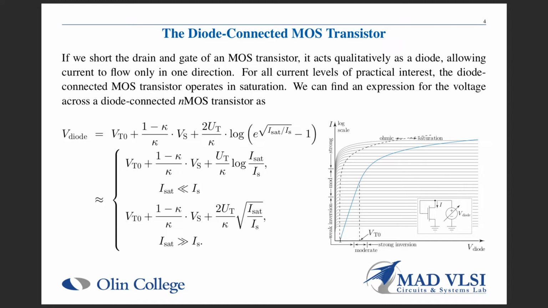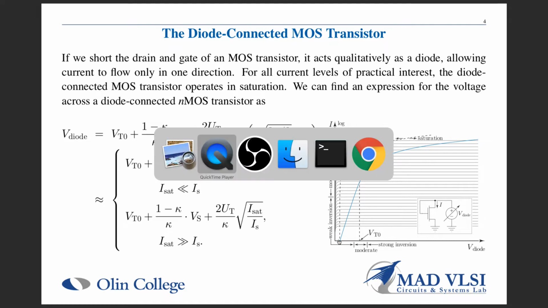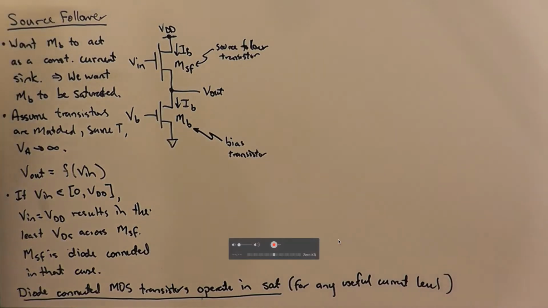And so that was the origin of my statement that the MOS transistor that's diode connected operates in saturation for any useful current level. Any current that's that small is probably not going to swamp out leakage currents, and is not going to represent a very useful amount of current flowing through our devices. So we're going to assume that our diode connected transistor always operates in saturation.